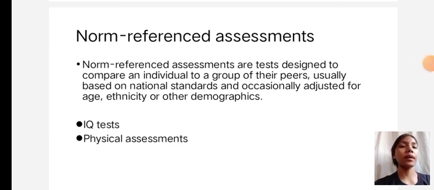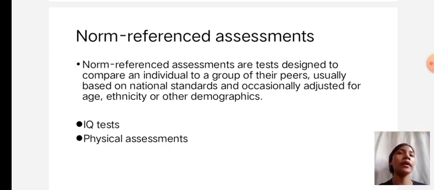Next is norm reference assessments. These are types of assessment that are tests designed to compare an individual to a group of their peers, usually based on national standards and occasionally adjusted for age, ethnicity, or other demographics. So unlike ipsative assessment where the student is only competing against themselves, in norm reference assessment they draw from a wide range of data points.